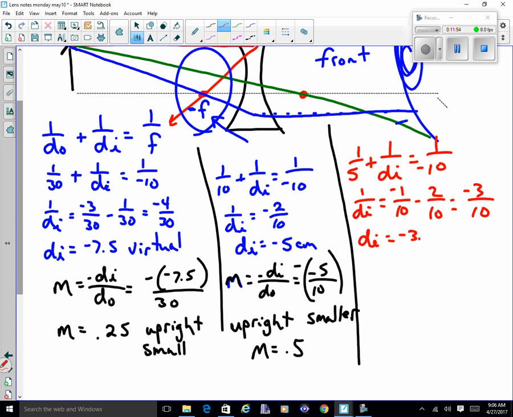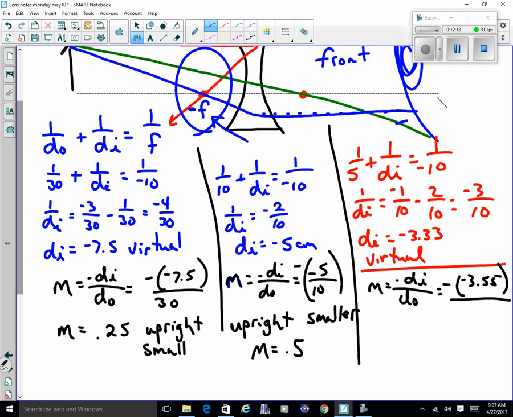So now you will once again see a virtual image. Get you closer. And the magnification is negative di over do. So I'm going to take that negative 3.33, divide that by my object distance of 5, and now you get a horrible number of a positive 0.666. So therefore, it is, once again, upright, and just a teeny, teeny little bit smaller. That's all I've got to say about that.